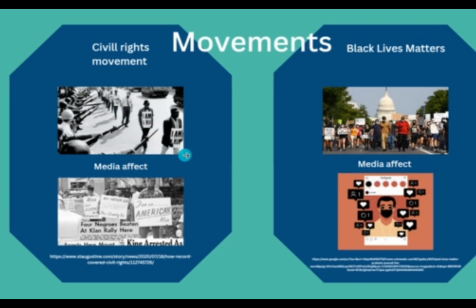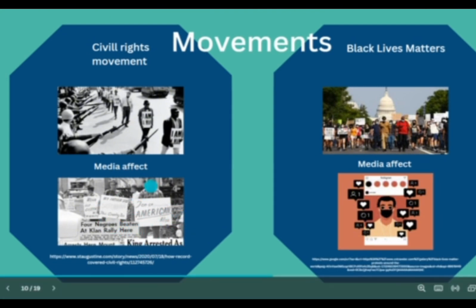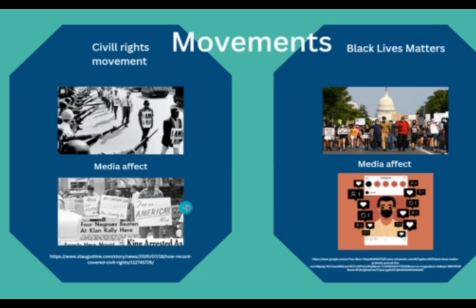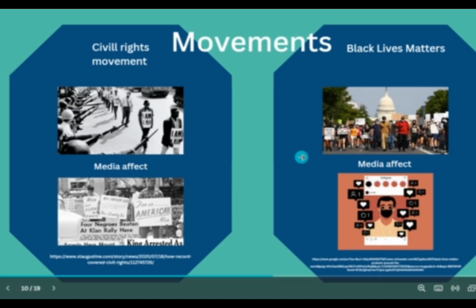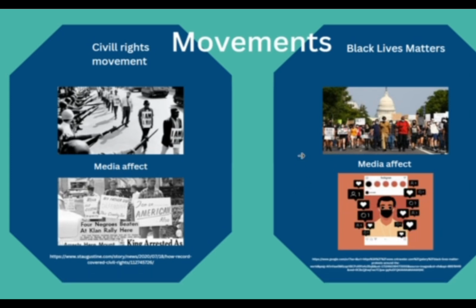Here there's a march with a strong message saying, "I'm a man," and here is a news article saying "4 Negroes beaten at Klan rally," which was a peaceful rally, and they were beaten by the police, which made front page news, along with a very impactful picture here of people marching outside of the White House. And then moving on to how social media has affected the Black Lives Matter movement and how it looked a lot different now than it did back then.